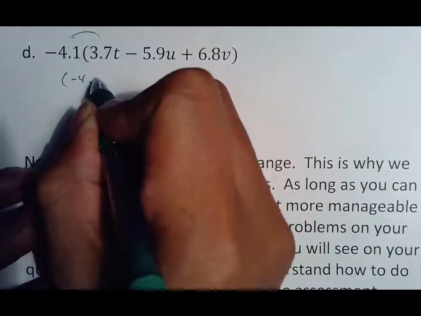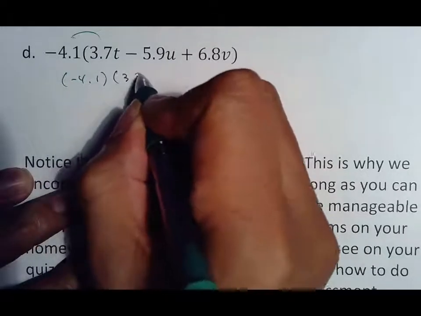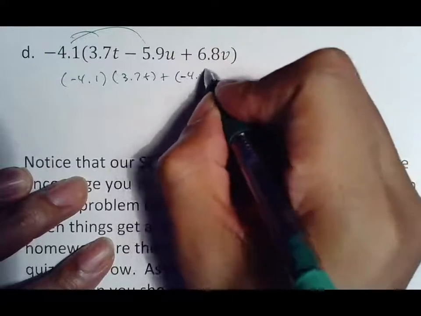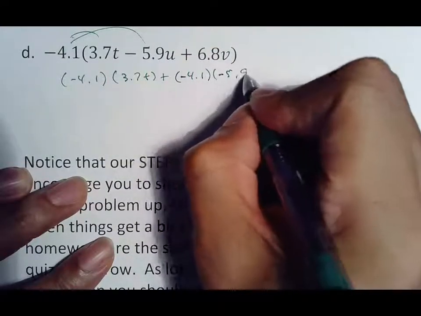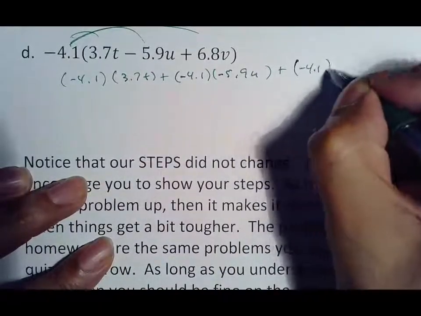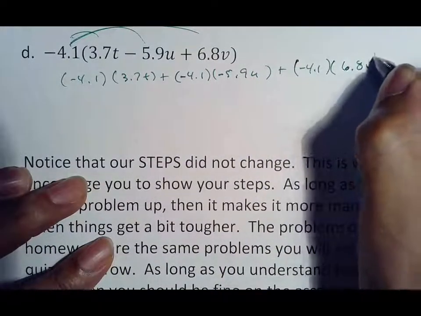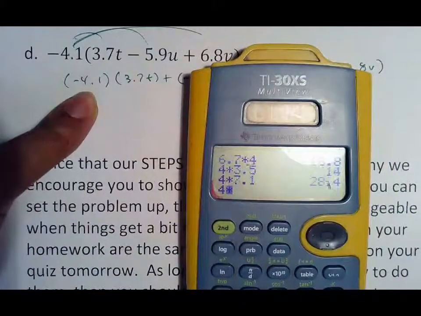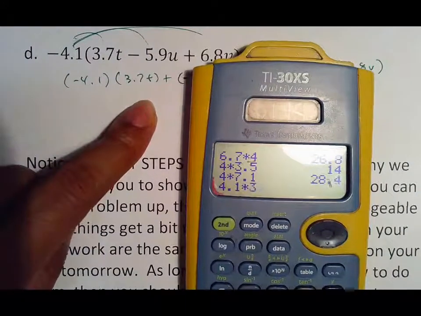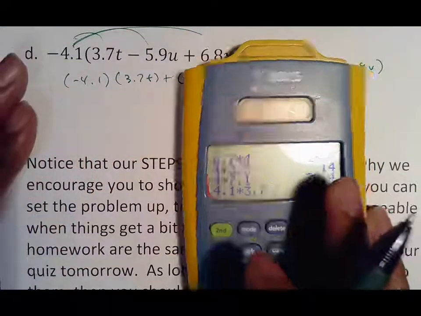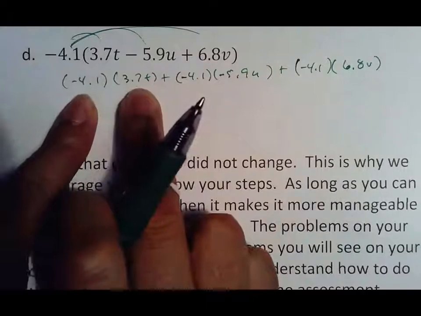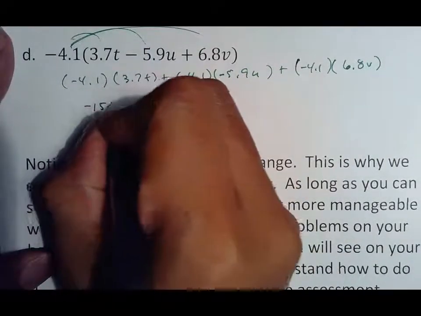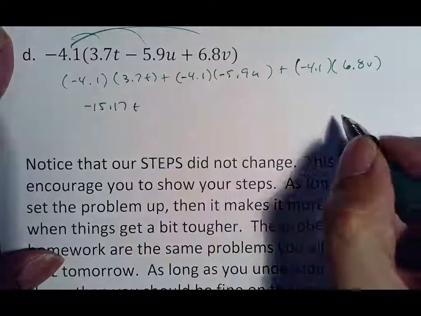Even if there is a decimal outside, negative 4.1 times 3.7t, and negative 4.1 times negative 5.9u, and negative 4.1 times 6.8v. This is about as tough as it's going to get, but even this isn't bad because all you have to do is type them in. 4.1 times 3.7 gives me 15.17. Again, a negative times a positive is negative, and then put the t on it.